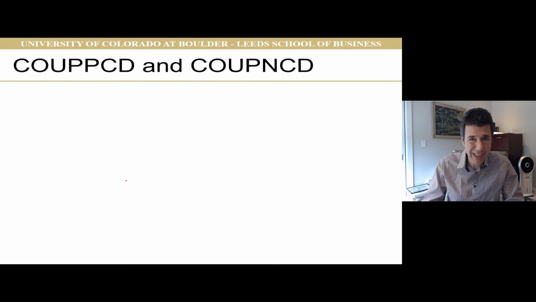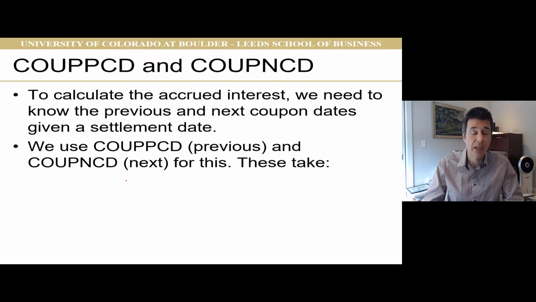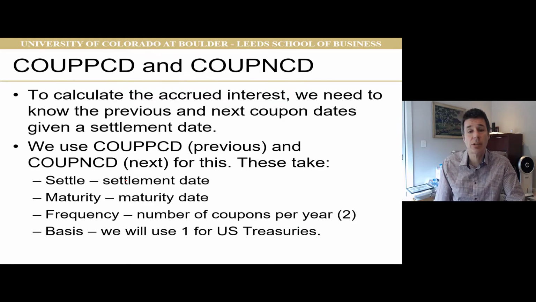So we need a couple of Excel functions. We need to know the previous and the next coupon date, given the settlement date that we're interested in. There are two useful functions here. One is called COUPPCD, previous coupon date, and one is called COUPNCD, next coupon date. They take 4 parameters each: the settlement date, the maturity date, the frequency, and the basis.